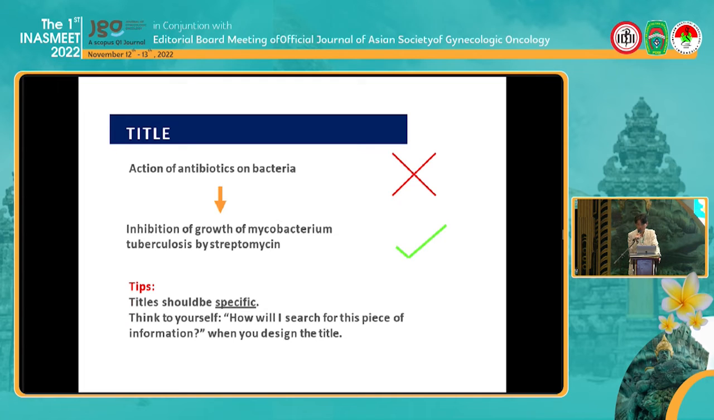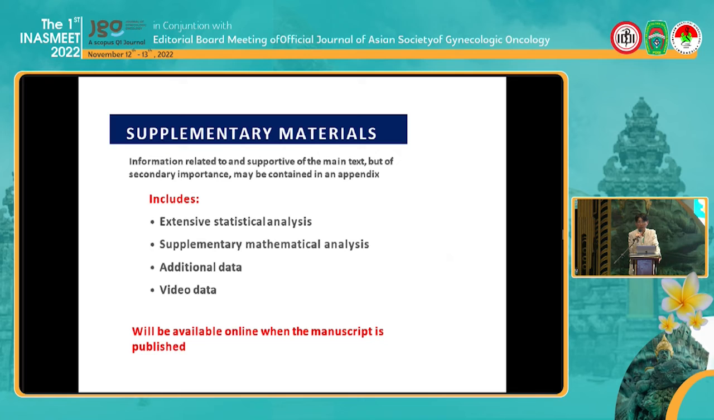The second example is the title: the action of antibiotics on the bacteria. This title is not long, but it is not specific. The title should be specific, and when you design the title, think about how you will search for this piece of information using a website or PubMed. So the title should be specific. It can be changed to inhibition of growth of Mycobacterium tuberculosis by streptomycin, which is the most specific and more appropriate title. Supplementary materials include extensive statistical or mathematical analysis, additional data, and video, and will be available online when the manuscript is published.